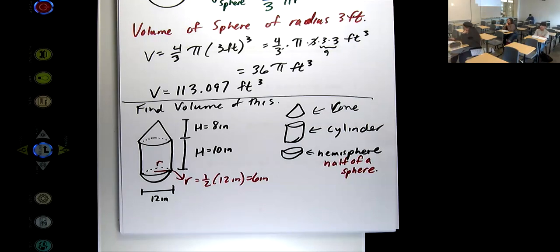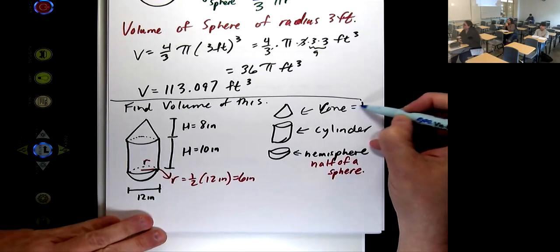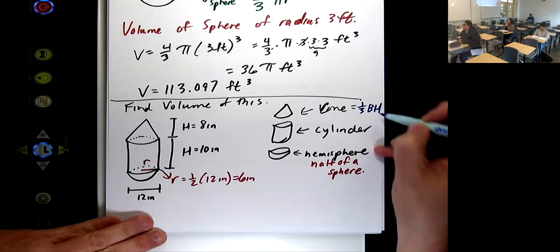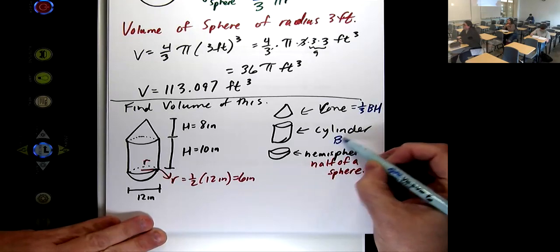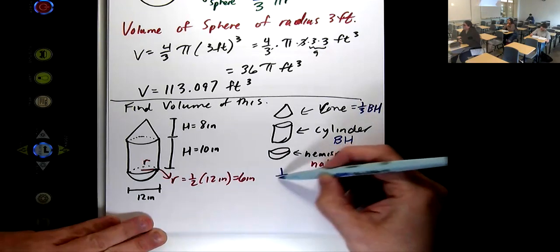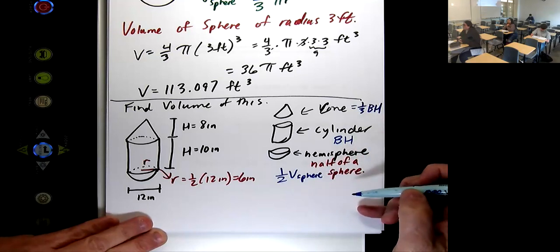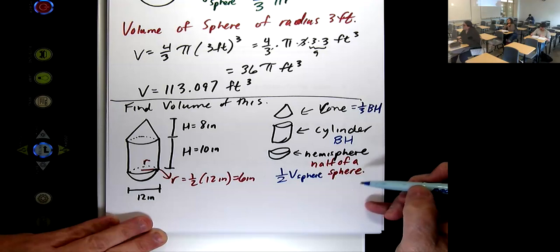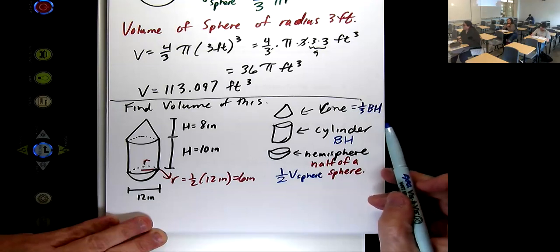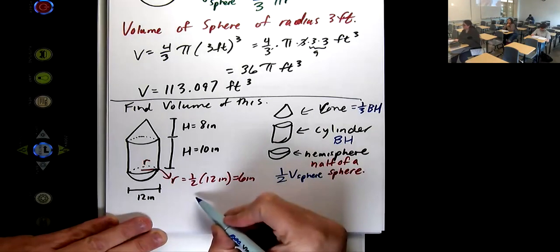So when you're going through it, the volume of the cone, remember the cone is 1/3 BH. The cylinder is BH. For the hemisphere, we're going to do half the volume of a sphere, because it's half of the sphere. Does that make sense? Bertha, are you with me? Yeah. Okay, so the volume of the cone.